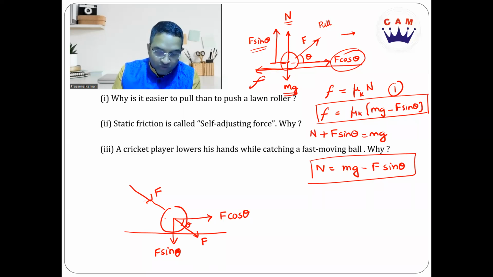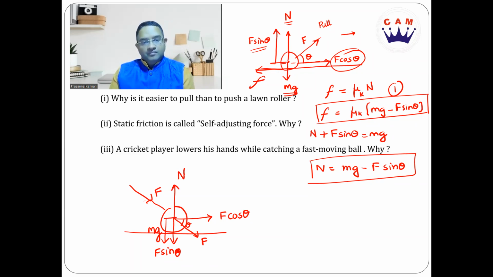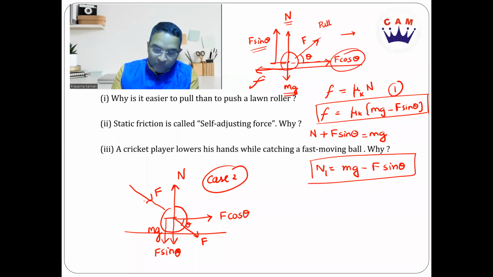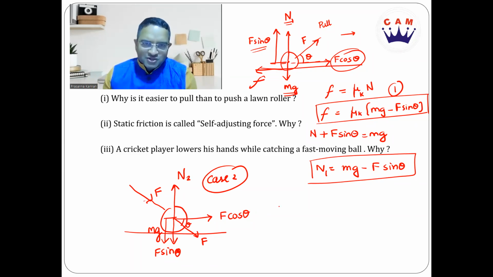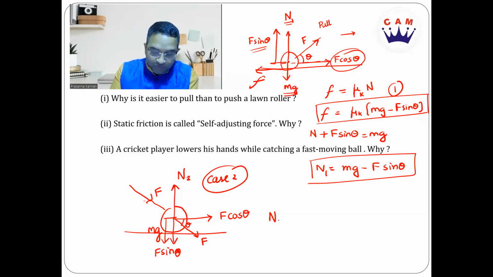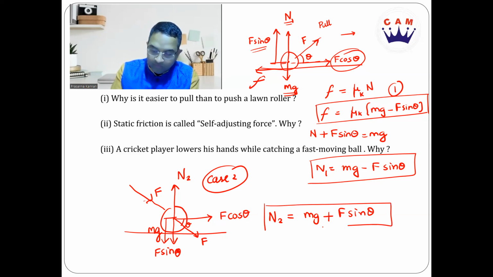And what about your mg? Which direction is it going to be? Downwards. mg is also going to be downwards, and the normal reaction is upwards, correct? This is case 2. Let's say this is N1 for case one and N2 for case two. Now in this case, the vertical forces are perfectly balanced, yes or no? What are the vertical forces? N2 is the upward force, and the downward forces are mg and F sin theta. So N2 equals mg plus F sin theta.